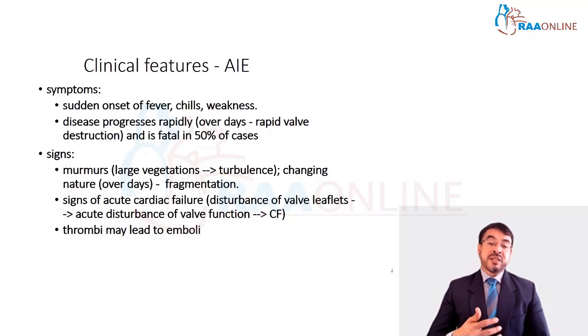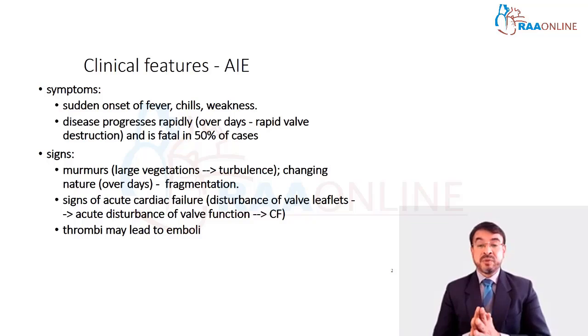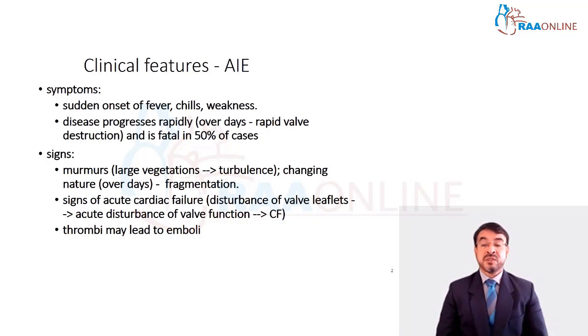In acute infective endocarditis, the patient would manifest with a sudden onset of fever, and they would have chills, and it progresses very fast, and in a few days, 2 to 3 days, there is valve destruction and half the cases die. And signs, because of large vegetations that cause turbulence, when you place a stethoscope, you would hear murmurs.